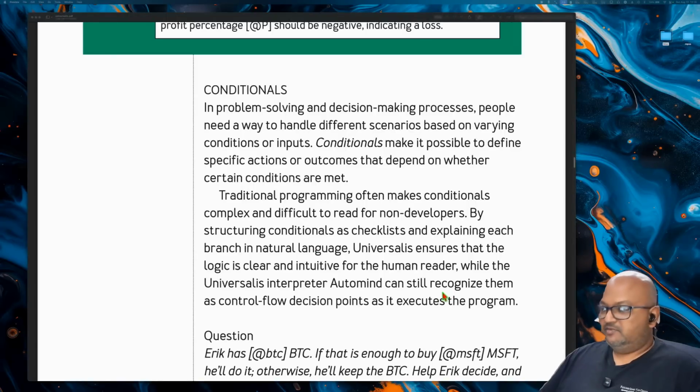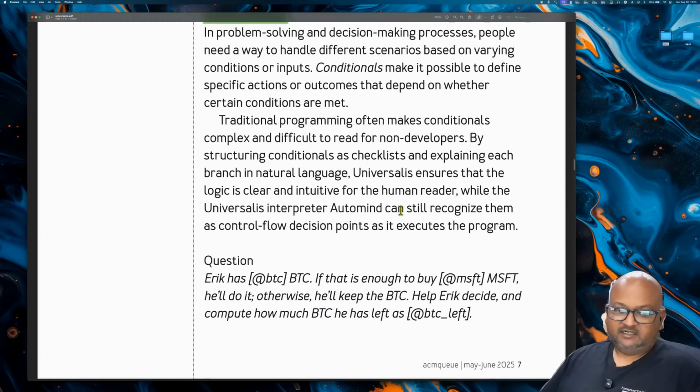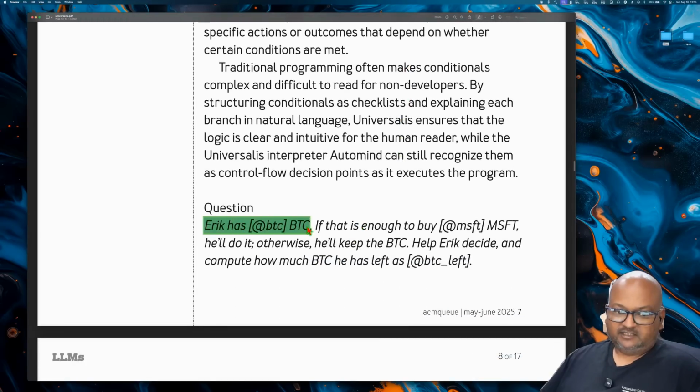And you can keep building up your tower of abstractions. For example, traditional programming languages have conditionals. You can express conditionals in Universalis, again, just in natural language. For example, I have Bitcoin, and depending on how much I have, I want to buy some other stock. And that condition is simply expressed in natural language. If that is enough to buy Microsoft, do that.